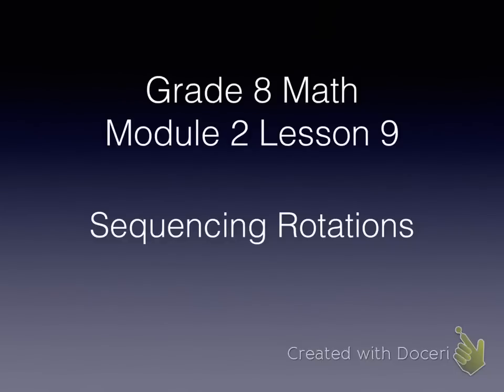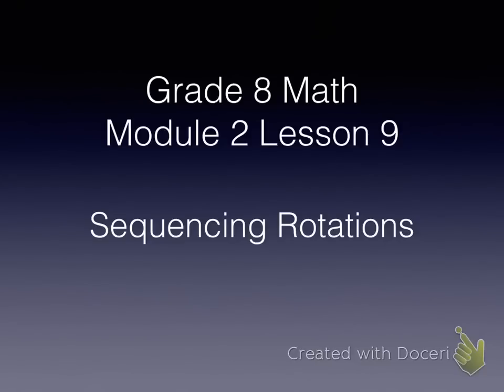Okay, we are ready for lesson 9 of module 2. The title of this is Sequencing Rotations. So we spent several lessons just talking about what a transformation was. We learned about 3 types of rigid transformations: translations, rotations, and reflections. And then we start talking about what if we performed one transformation after another, what types of things would happen there.